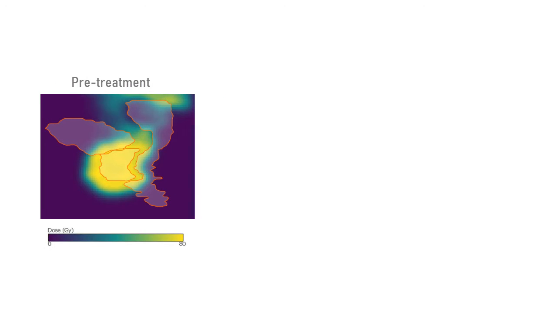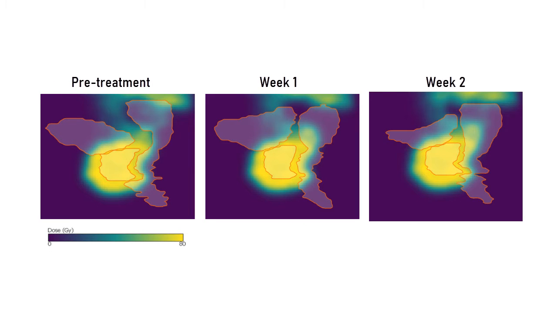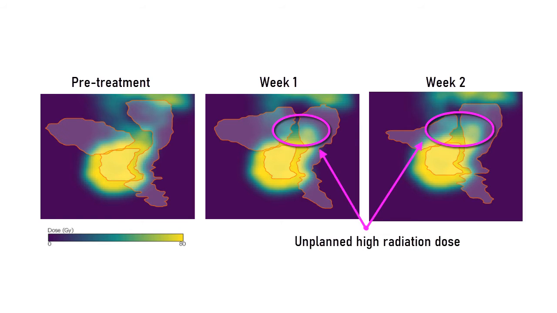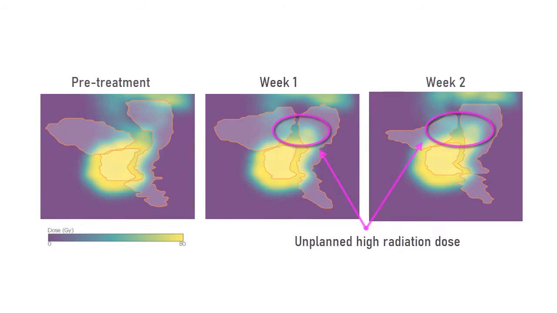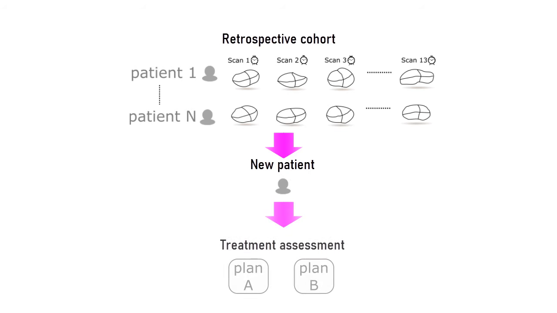However, the treatment usually lasts several weeks and anatomical changes may occur while the patient is being treated. Consequently, the radiation dose delivered to organs may deviate from the plan and cause side effects. In PREVIS, records of during treatment changes from a retrospective imaging cohort are employed to infer expected anatomical changes of a new incoming patient and assess the most suitable treatment strategy.